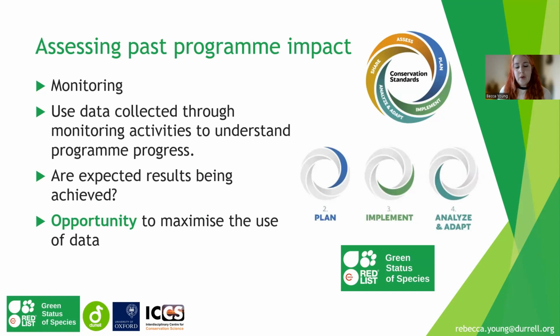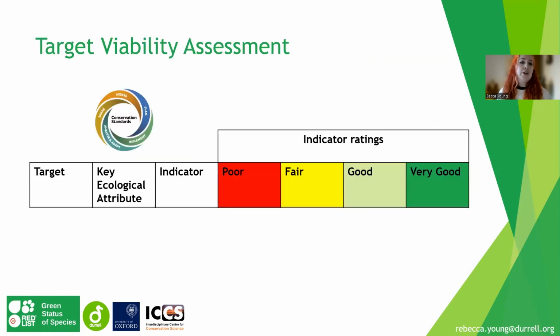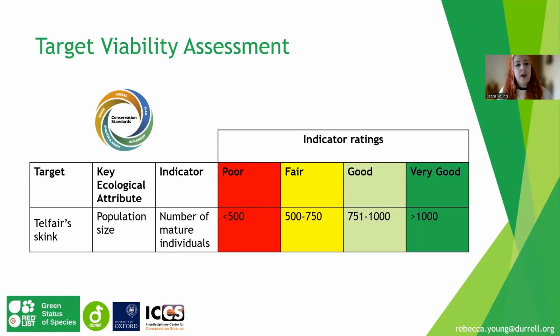I've thought a little about things like the target viability assessments. You'll all be fairly familiar with this. So thinking about what target we might want to be looking at, in this example, it's a species of skink. A key ecological attribute, which is quite commonly used, is the population size, with the indicator of that being the number of mature individuals. Then we can categorize how this population is faring, from poor all the way up to very good.